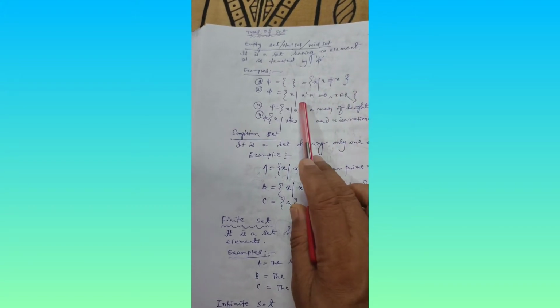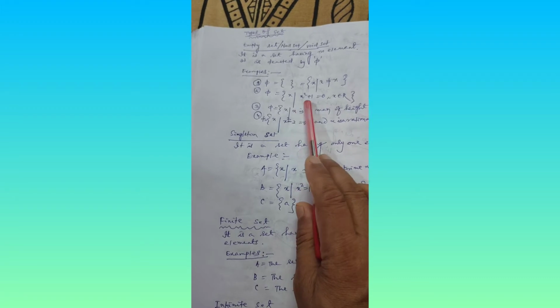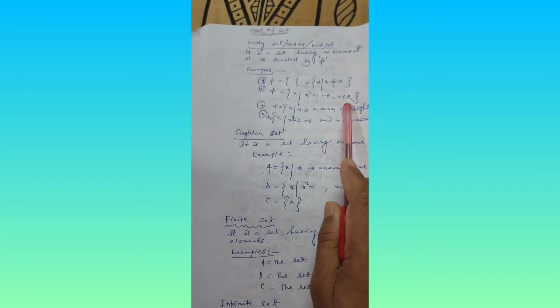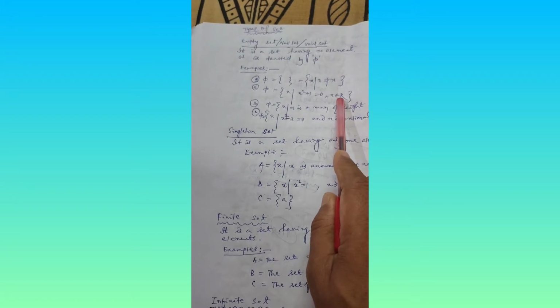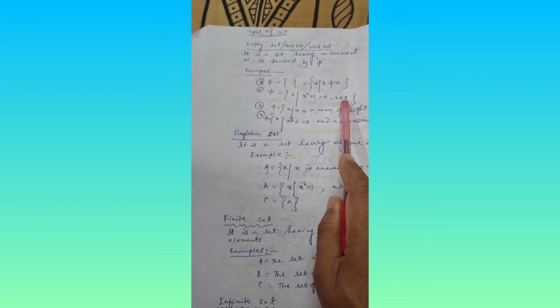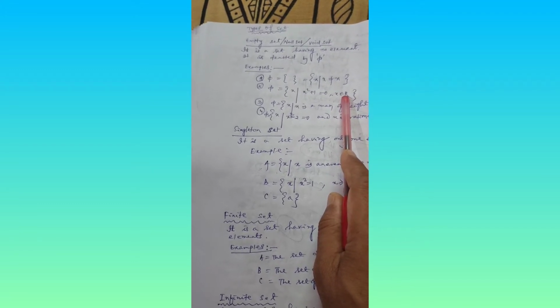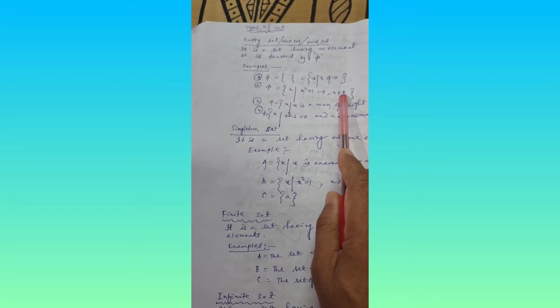Another example: the set of all x such that x square plus 1 is equal to 0 and x belongs to R. Definitely we won't find any real number for which x square plus 1 is 0. Therefore, this set does not have any element. Hence, it is a null set or empty set.